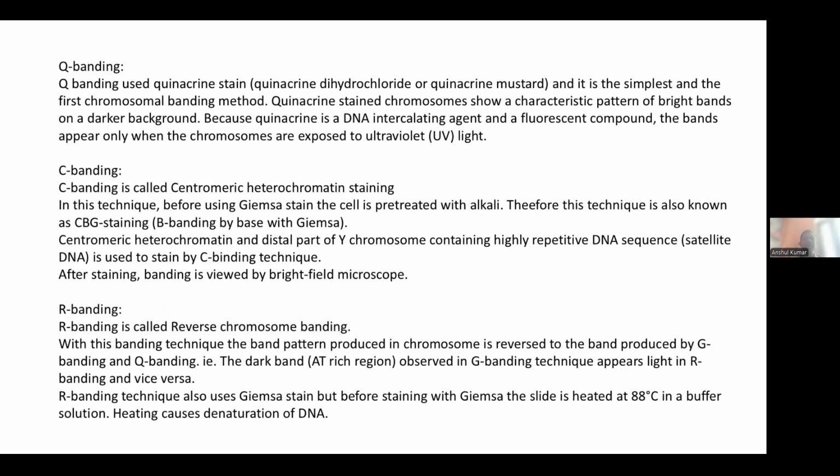So the difference here is that before using Giemsa stain in C banding, the cell is pre-treated with an alkali. And so this is also known as CBG staining, and this is basically viewed under a bright field microscope.